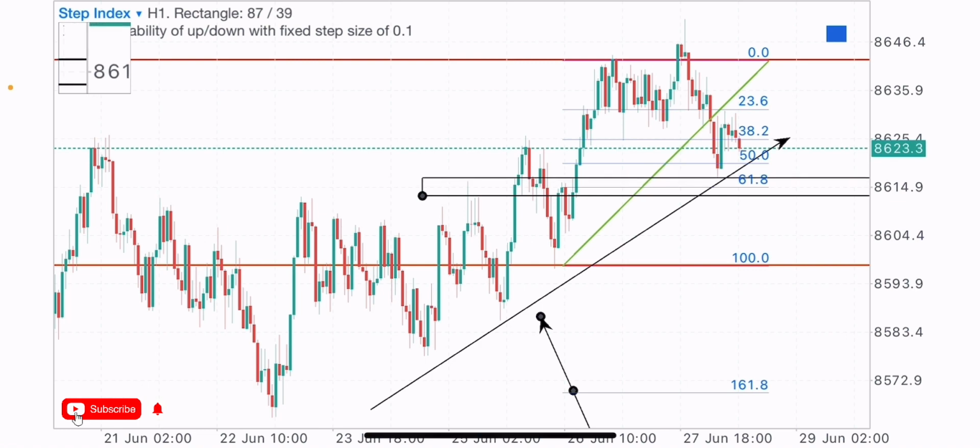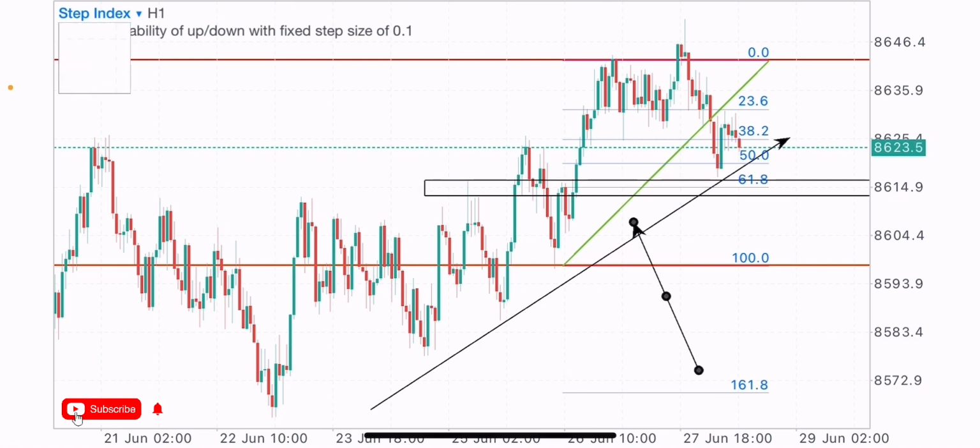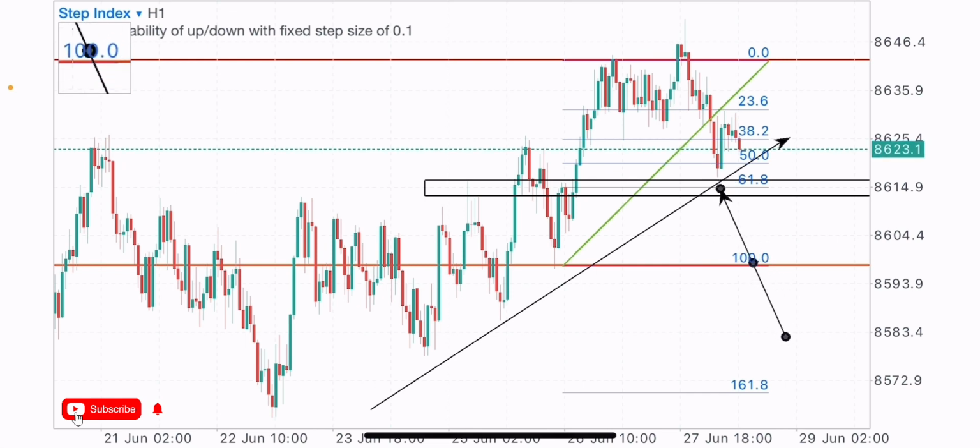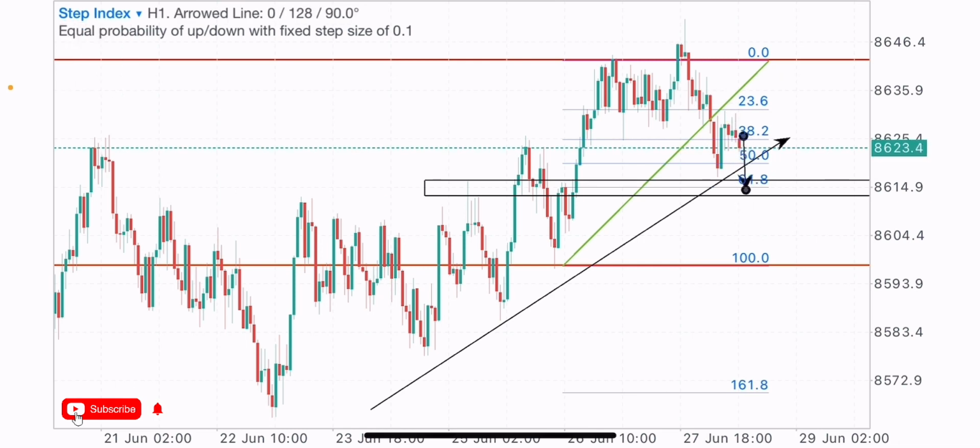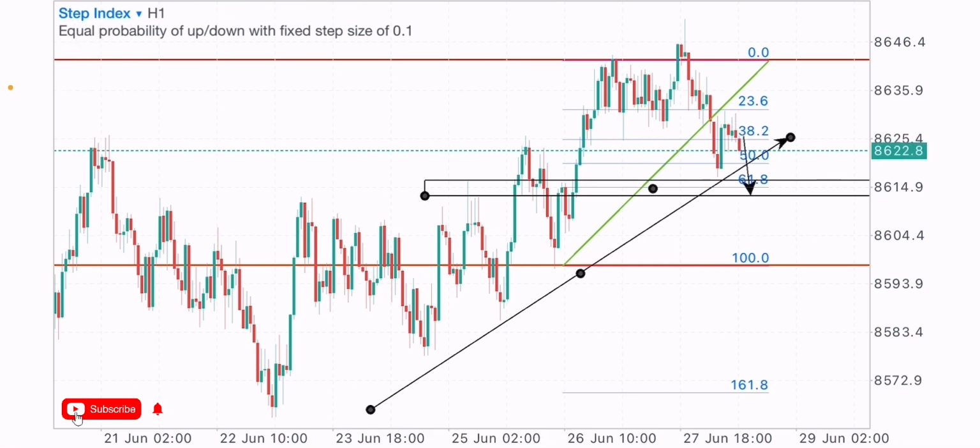At this point, we'll be watching out for price action at this zone for a good buy on step index, because we have seen the market give us a move to this zone, but didn't really give us a test on our 61.8 level. So we could see a further move to this zone to give us a proper test of our 61.8 level before we could get the buys to the upside.